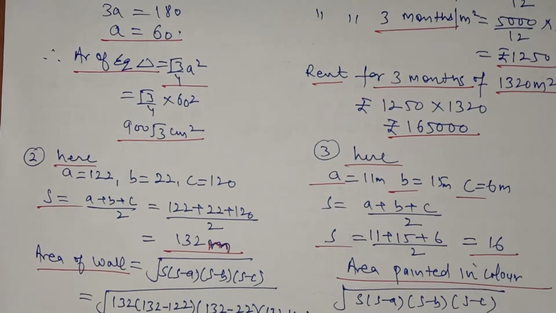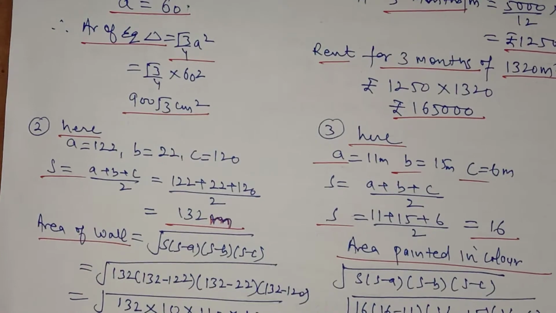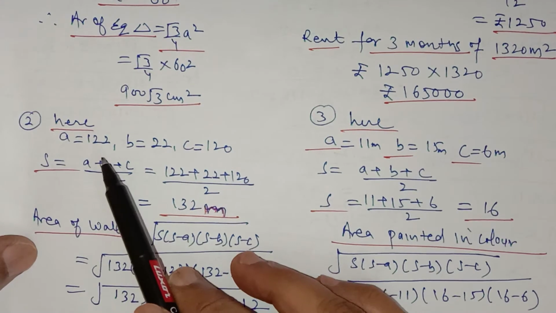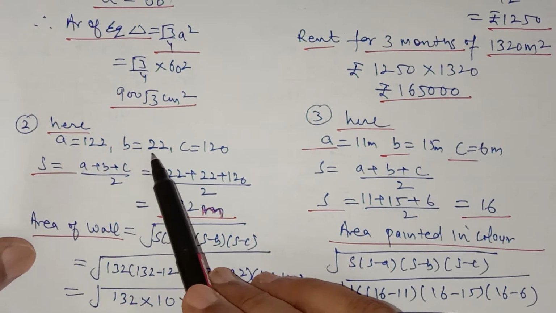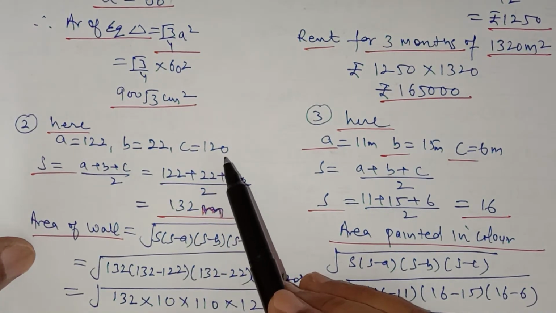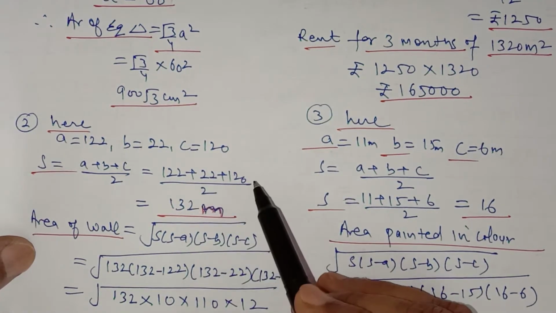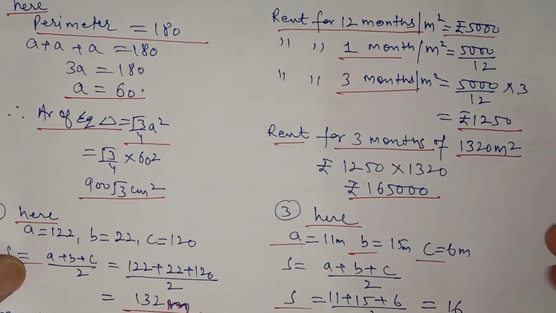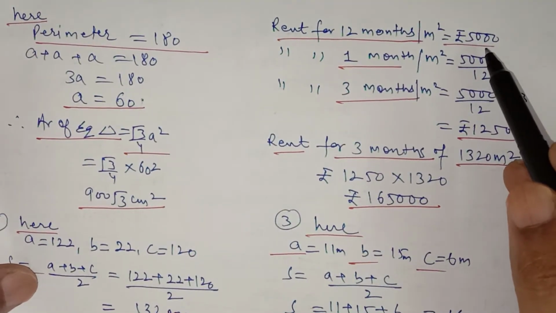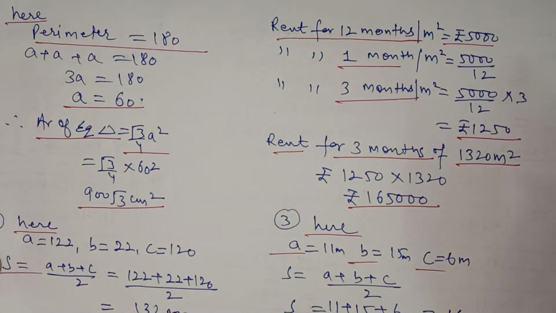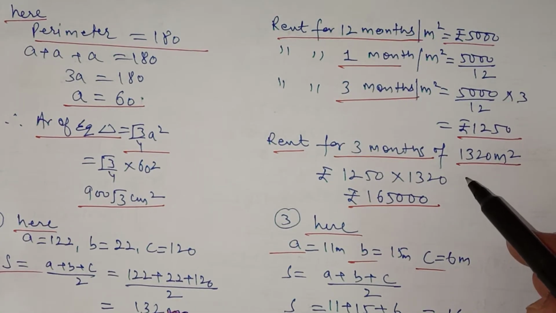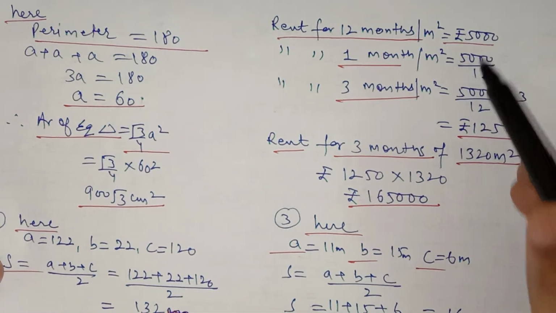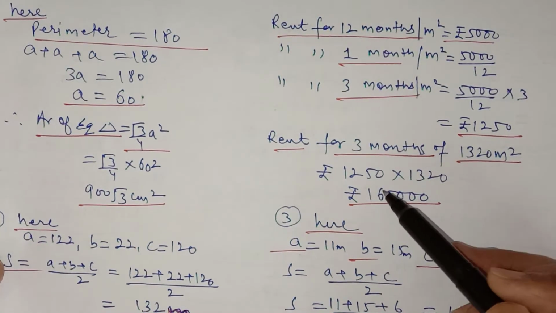It is given that there is an advertising board in the shape of a triangle whose sides are given as 122 meters, 22 meters and 120 meters. It is given that the rate per meter square for advertising is 5,000 rupees, and you have to find the rent of it for 3 months. It is a rent for 1 meter square for 12 months, 1 year, it is given. You have to find the rent of this board for 3 months.